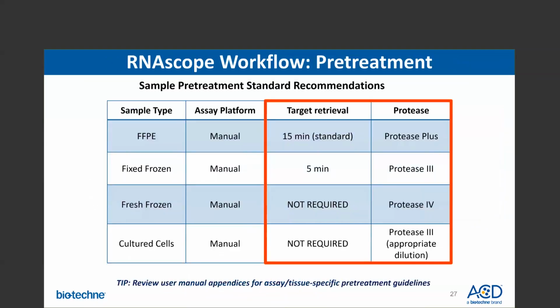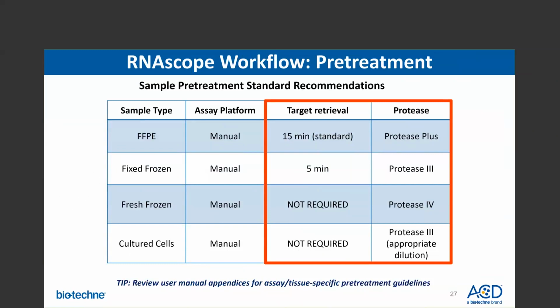Shown on this slide is the pre-treatment recommendation for different sample types. For FFPE samples, the standard pre-treatment would include 15 minutes of target retrieval or antigen retrieval, and the protease used would be Protease Plus. For fixed frozen samples, we would recommend doing target retrieval for 5 minutes, and they would get Protease III, which is a stronger protease than Protease Plus.